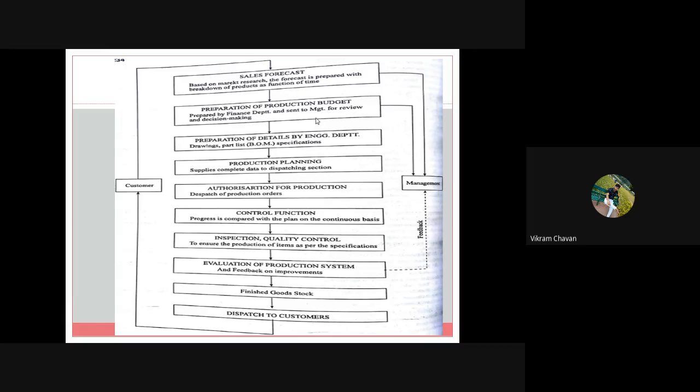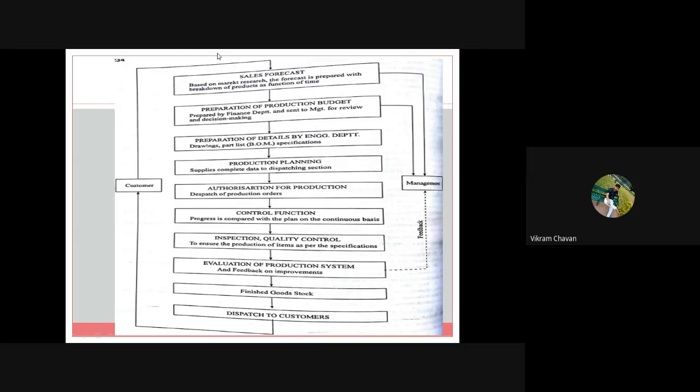And if you want some extra changes in that particular budget, in that case the production department will suggest the changes, and the final budget will be submitted to the management. Once the budget is prepared, the instructions will be given to the engineering department to produce the detailed drawing and the bill of material according to the specification.